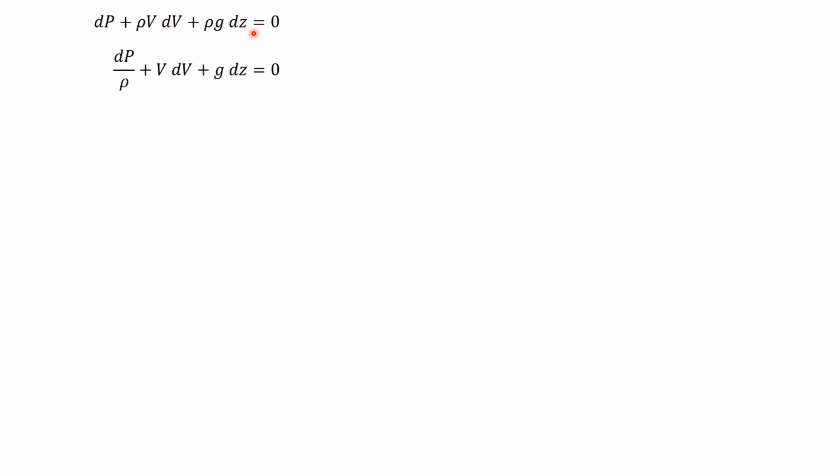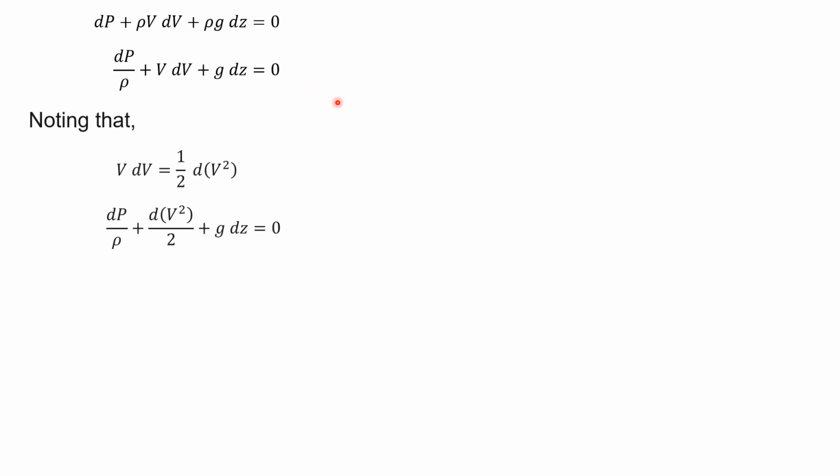Once you get this, you divide by rho. If you want to remove this rho, you get dP over rho plus V dV plus g dz equals 0. We know V dV equals half d V squared.